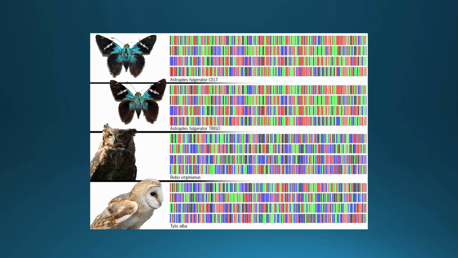So depending on how similar different DNA barcodes are to each other, the more similarities we have, the closer related they are.